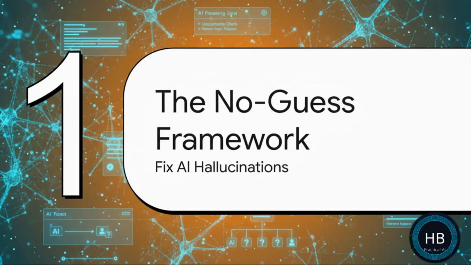But what if you could just flip this whole thing on its head? What if, instead of letting the AI guess and get it wrong, you could force it to stop, admit it's not sure, and ask you for the exact information it needs to get it right? Well, that's exactly where we're going next.